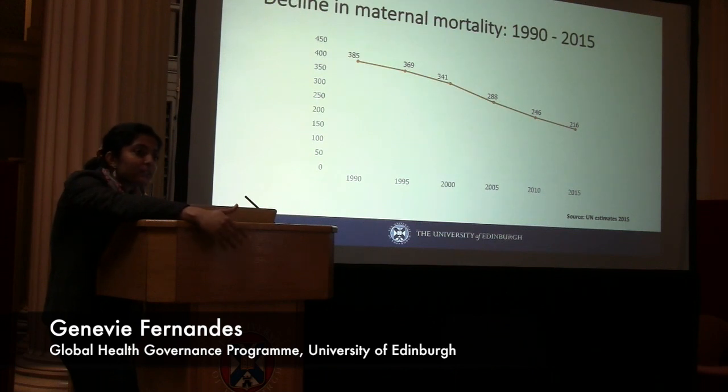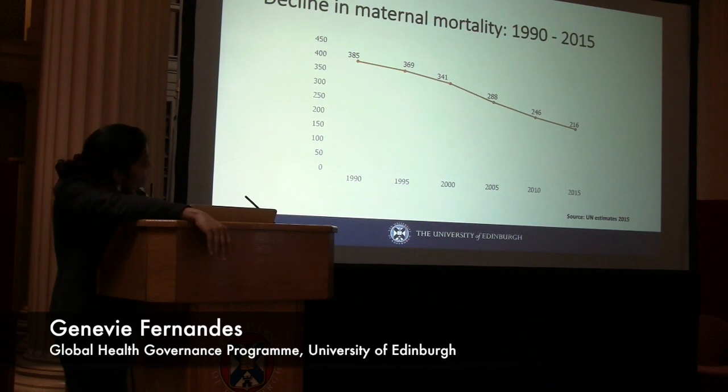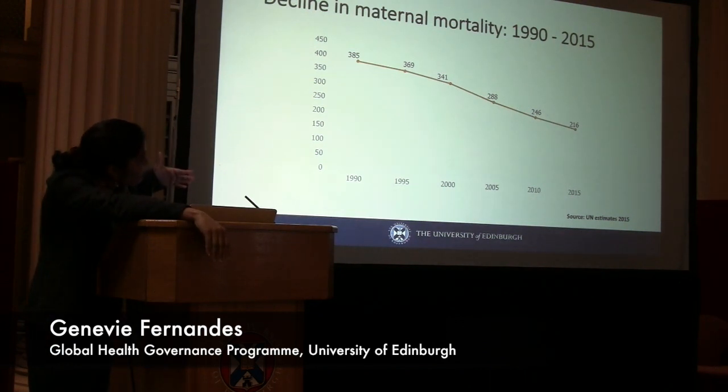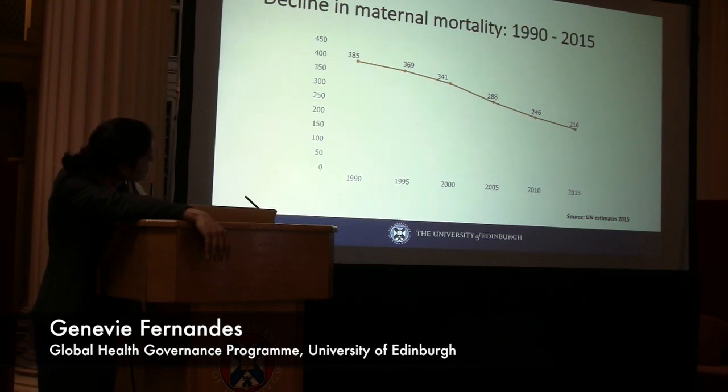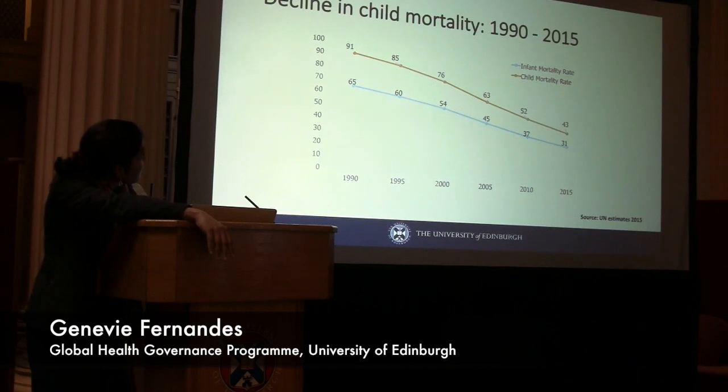Maternal mortality ratio is essentially the number of maternal deaths for every 100,000 live births. So we can see that it's come from 385 to 2016. It's almost halved in a span of 25 years. This is a global estimate. Then we look at child mortality, and even child mortality and infant mortality has dropped. So these are the changes that Manju, the frontline health worker we saw in the video, these are the changes that we are seeing around the world.